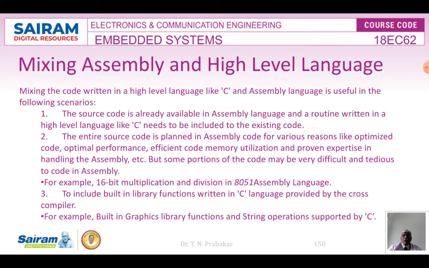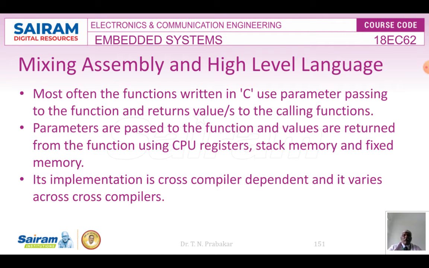Another case is to include built-in library functions written in C program provided for various compilers, cross compilers. Again, we can go for a mix-up of these two things. For example, a built-in graphics library and string operations. Either a graphics library or string operations can easily be done in C, which is very difficult to do in assembly level language program. So in that case, we can suitably combine an assembly level language program into a high level language program.